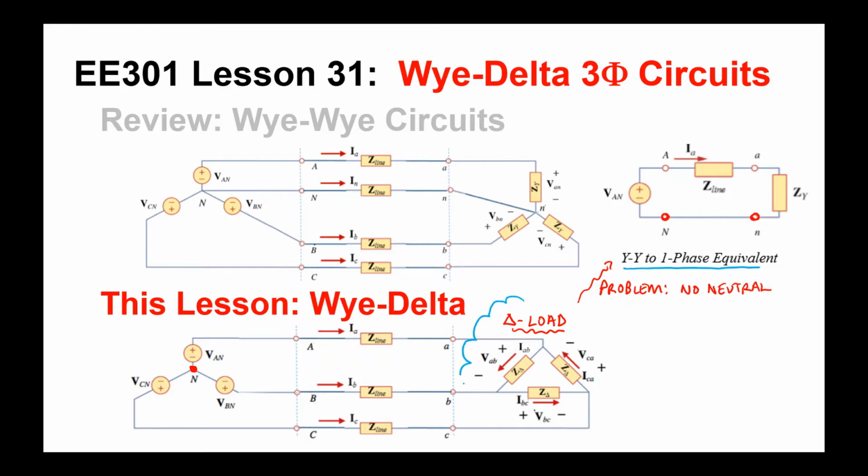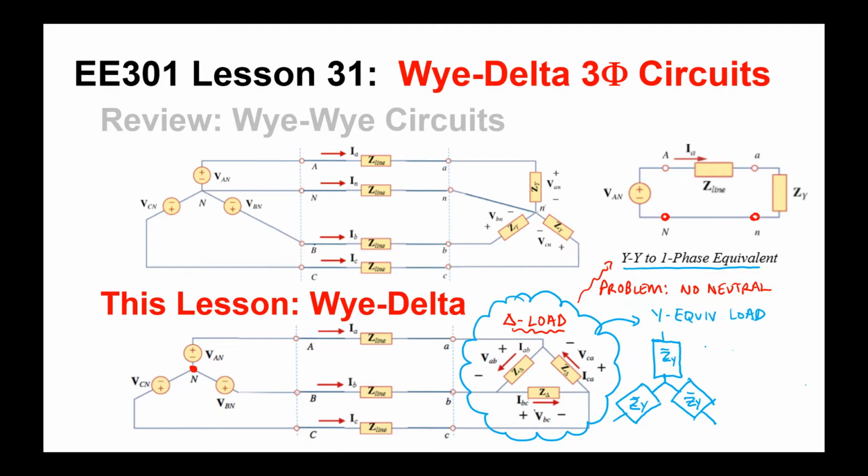The key to this is to transform your delta load into a Y equivalent load. This Y equivalent load, where each leg has an impedance of ZY, must have an impedance that is equal to the original Z delta divided by 3. Because this Y equivalent load still has a neutral point, we can use the single phase equivalent that made solving YY circuits so easy. Remember that the single phase equivalent model is limited and that it cannot represent things that are not in the model.